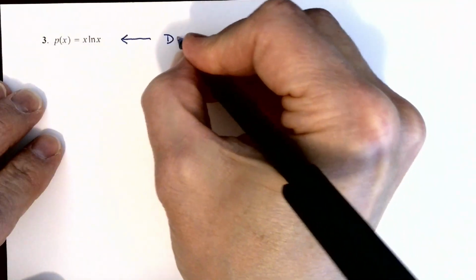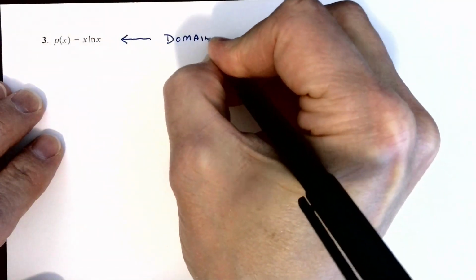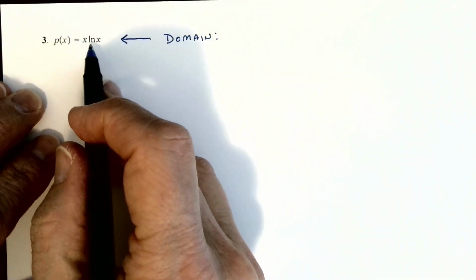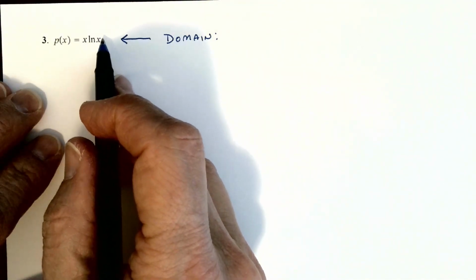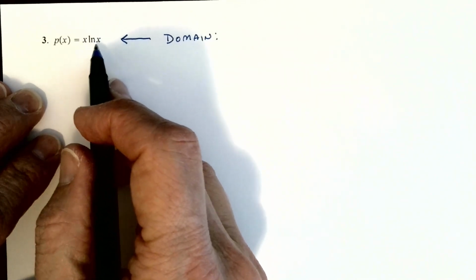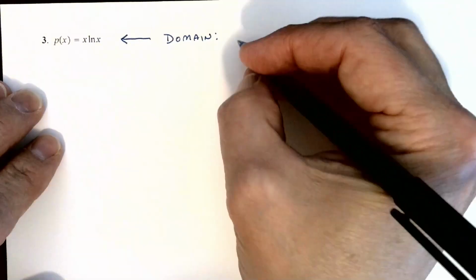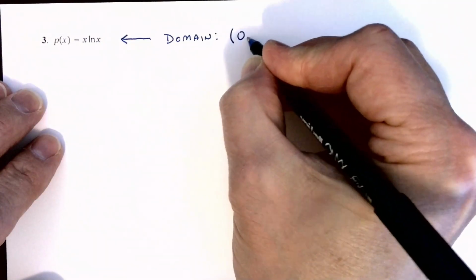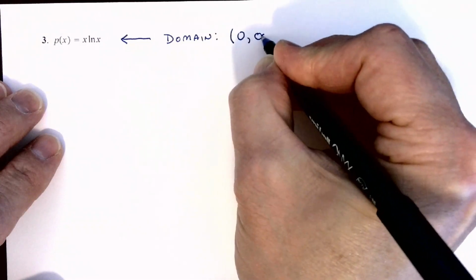What is the domain for this function? I mean, x can be anything, right? What about natural log of x? Do you remember something about the domain of the natural log function? I hope so. The domain of the natural log function is what? Only positive values. You can only plug in positive values.